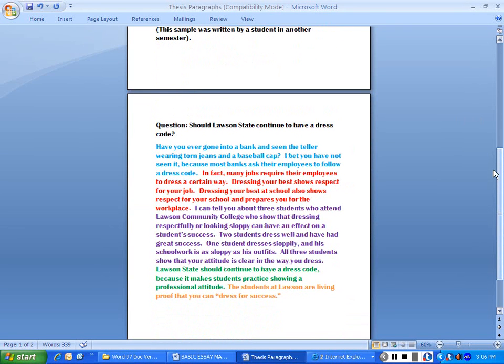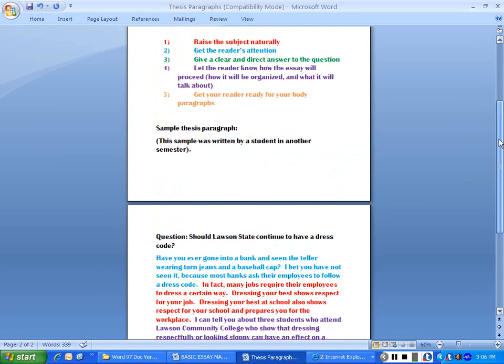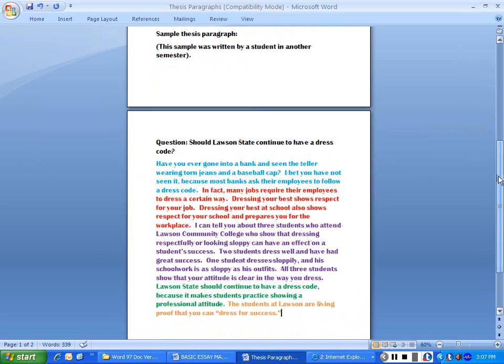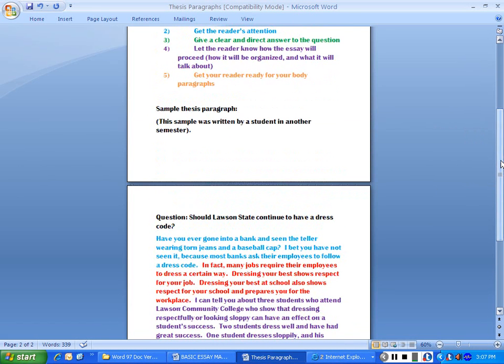Lawson State should continue to have a dress code because it makes students practice showing a professional attitude. This is a clear and direct answer to the question about whether or not Lawson State should continue having a dress code. The students at Lawson are living proof that you can dress for success. This is a quick sentence that gets your reader ready for your body paragraphs.